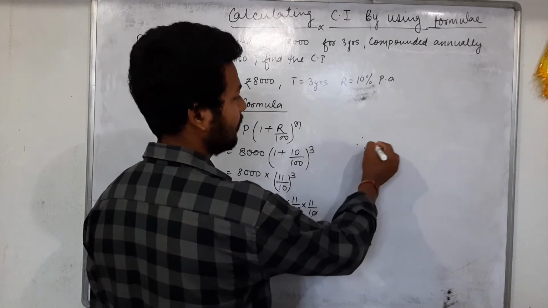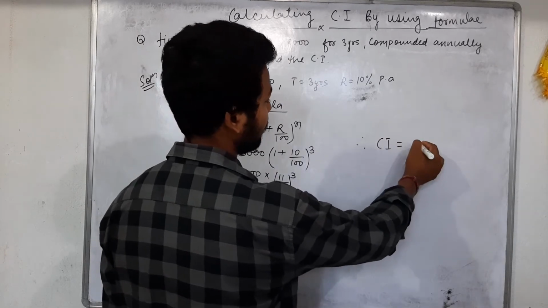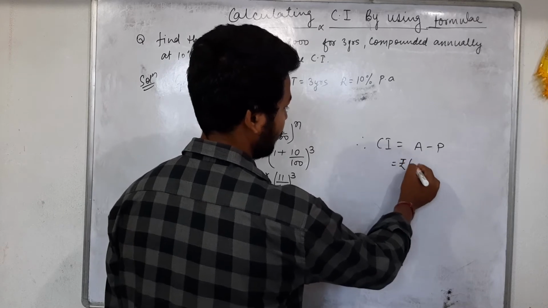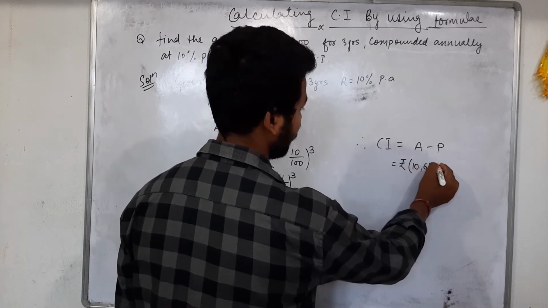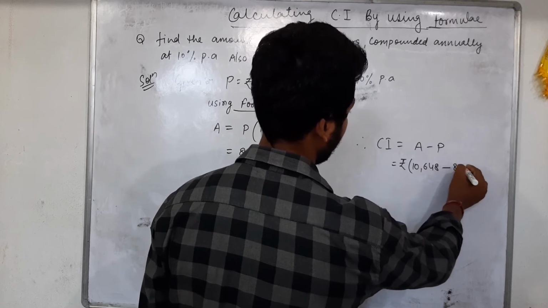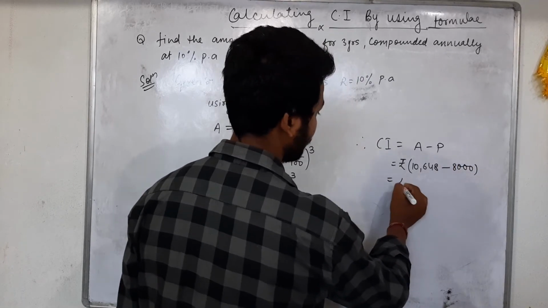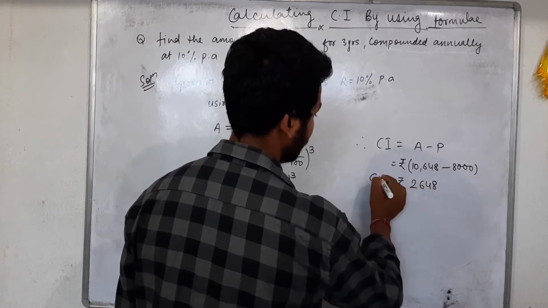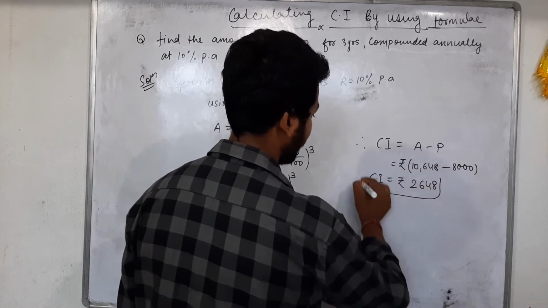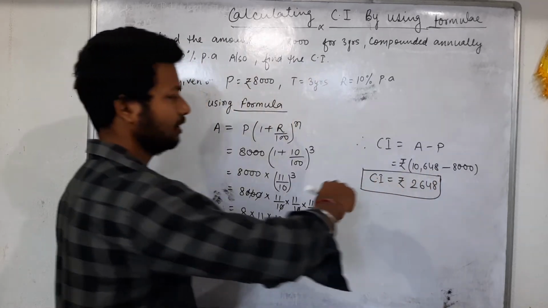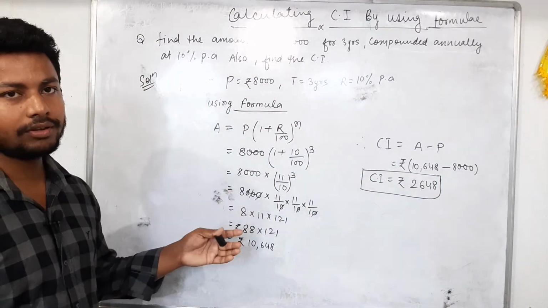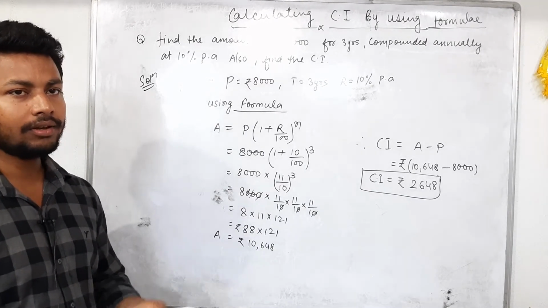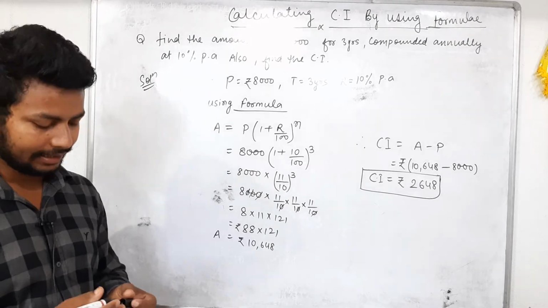Therefore compound interest is equal to amount minus principal. The amount is 10,648 minus 8,000. You will get the required answer, that is 2,648 is the compound interest. Okay, so this question is based on the first case. We are going to see the next question on the basis of the second case.